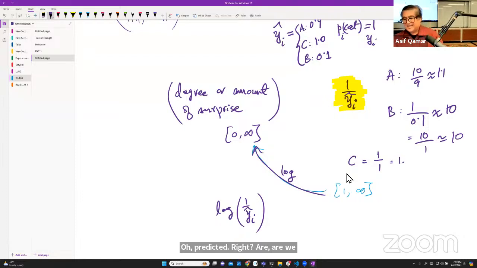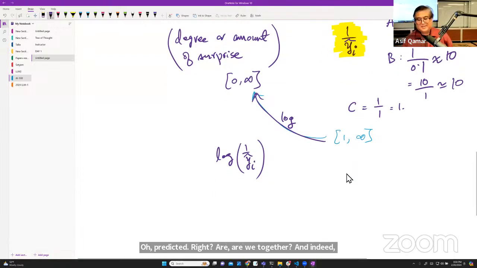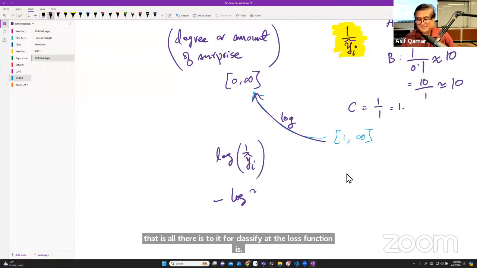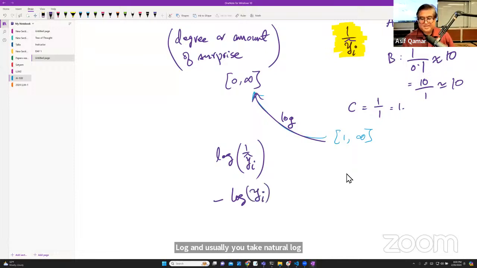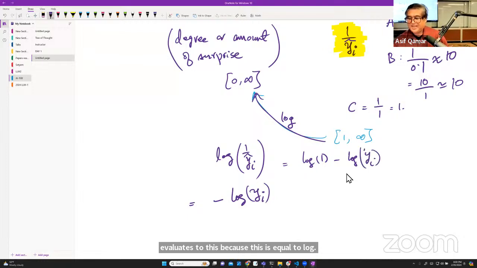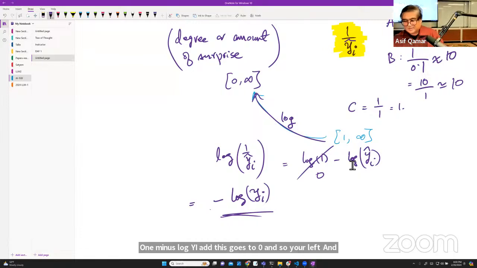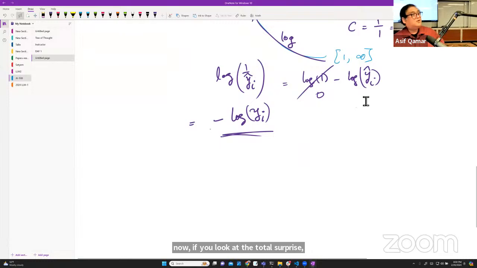And indeed, that is all there is to it. For a classifier, the loss function is log, and usually you take natural log yi. Now, this evaluates to this, right? Because this is equal to log 1 minus log yi hat. This goes to 0, and so you're left with this. And now, if you look at the total surprise across all the data points that you gave, because you gave it 10,000 examples.